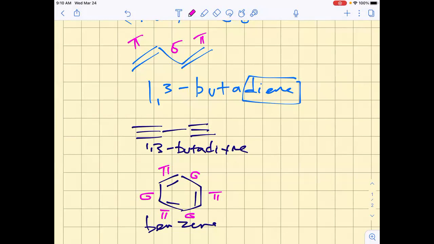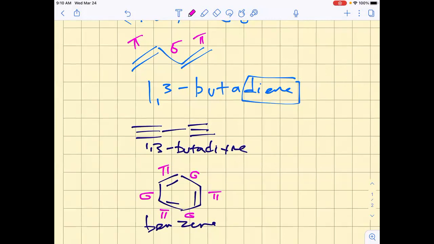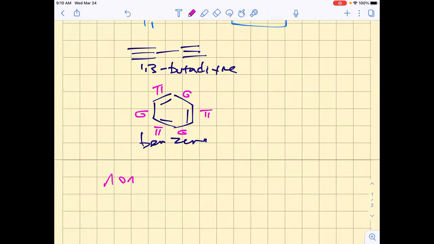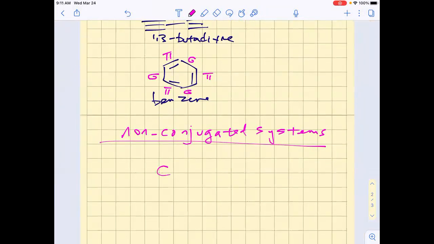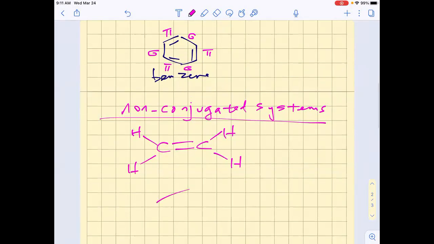All right, so when we talk about conjugation, it's all well and good, and let me show you an example of a non-conjugated system. A non-conjugated system would look like this. Something like just a regular alkene, like ethylene. You need at least two pi bonds for conjugation to even be possible. Or something like this, like 1,4-pentadiene.